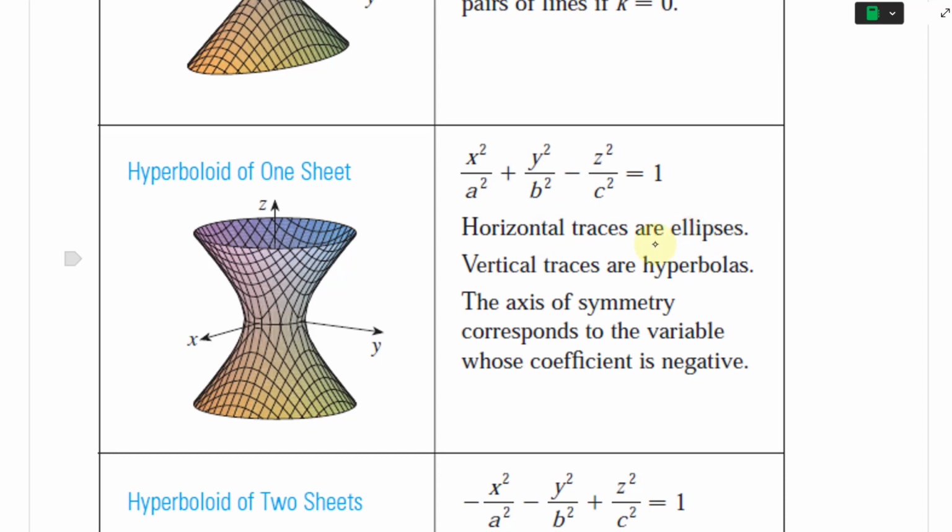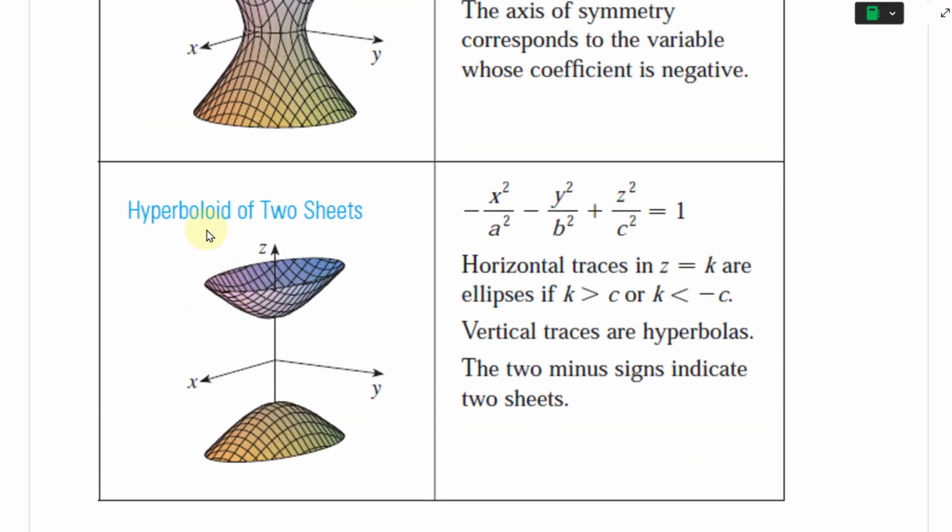And horizontal traces are ellipses, so the horizontal is always typically an ellipse. Vertical traces are the hyperbolas, you can see them there, and at the bottom. The axis of symmetry corresponds to the variable whose coefficient is negative. So this is z, so then that's going to be the axis of this hyperboloid of one sheet.